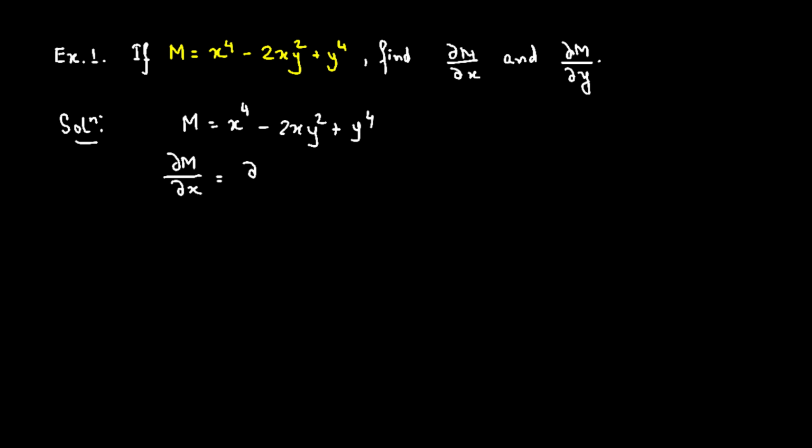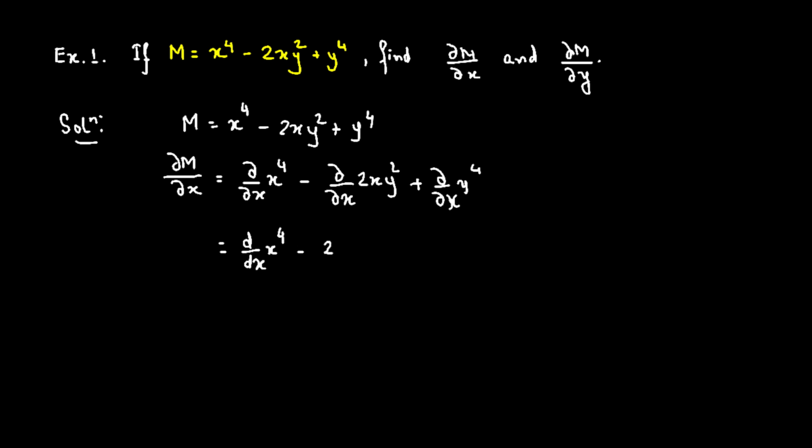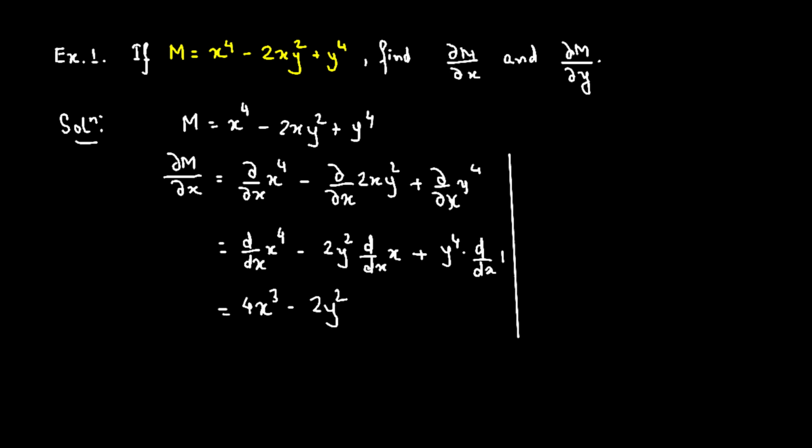So we have ∂(x^4)/∂x minus ∂(2xy^2)/∂x and ∂(y^4)/∂x. In the first term, we can rewrite it as d/dx of x^4, minus 2y^2, that being a constant we have pulled it out, times d/dx of x, plus y^4 is again pulled out, it being a constant, we have d/dx of 1. So you have 4x^3 minus 2y^2 times the derivative of x with respect to x is 1, plus the third term is going to be 0. So finally we get 4x^3 - 2y^2.